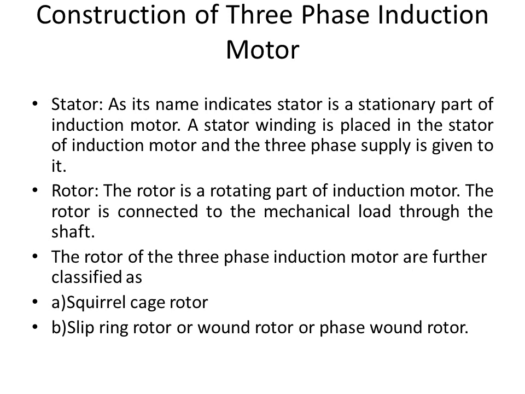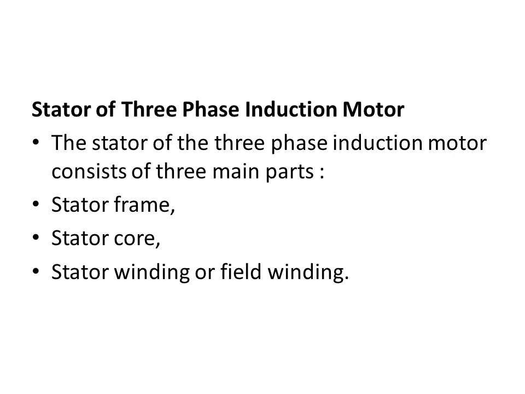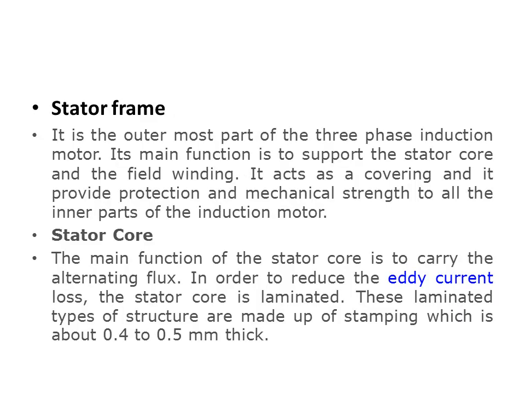So there are two types of rotor: squirrel cage rotor and slip ring or phase wound rotor. Here is what the stator of the three-phase induction motor consists of. There are three main parts: one is the frame, another one is the core, and the other part of the stator is the winding or field winding.